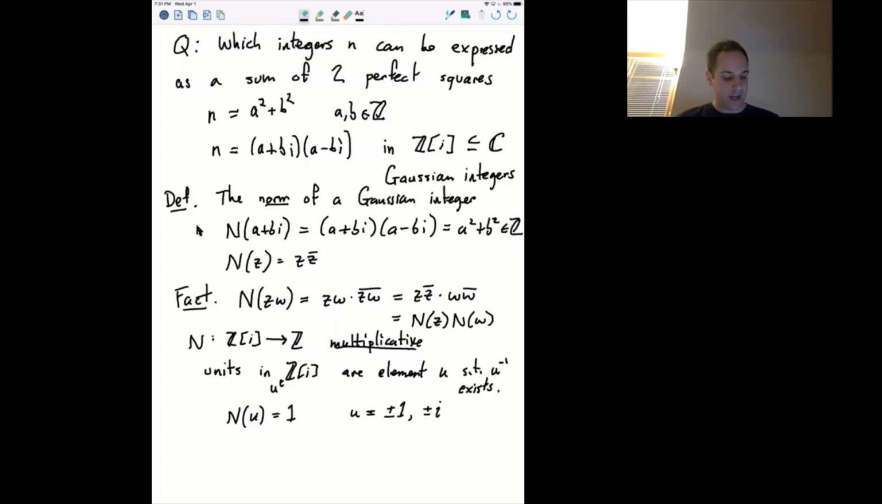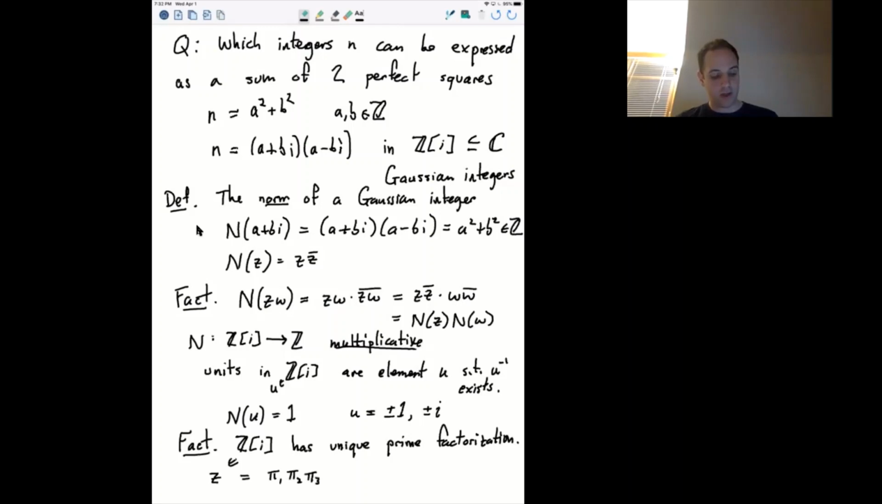The next fact is that this Gaussian integer number system has unique prime factorization. Okay, and so what does that mean? It means that given any element z of Z[i], I can express it as a product pi_1 times pi_2 times pi_3 up to pi_k, such that each pi_i is prime.